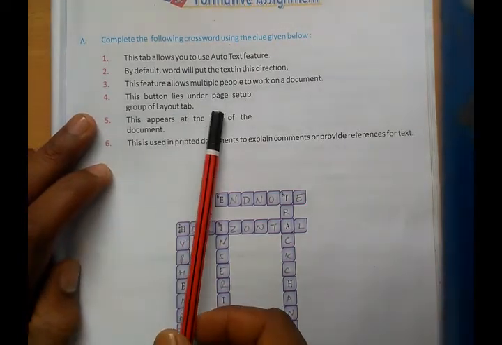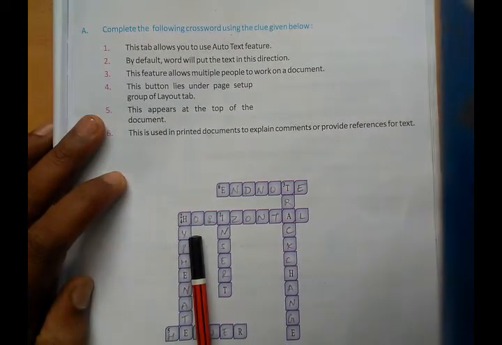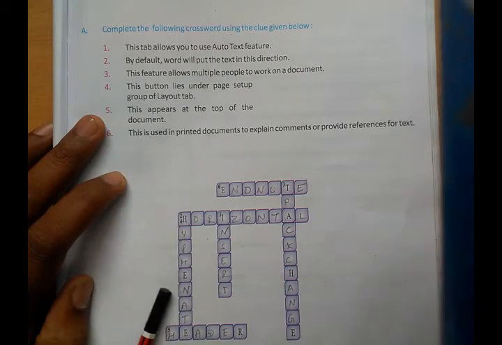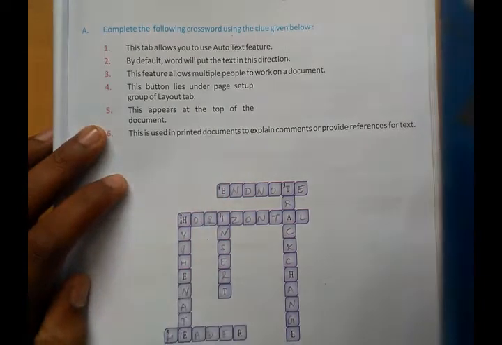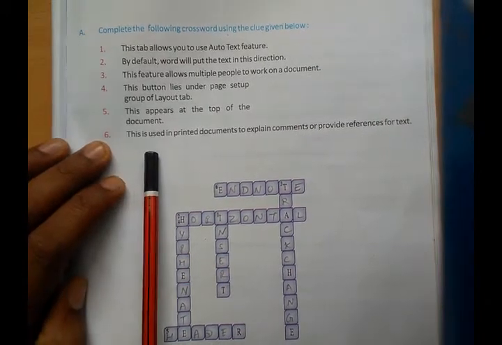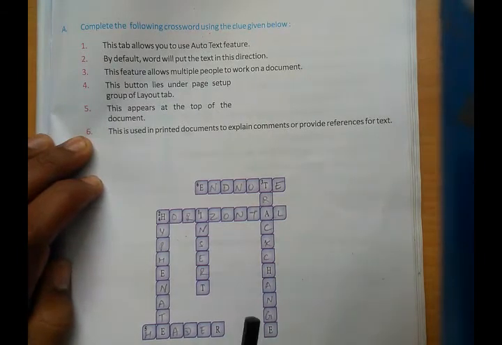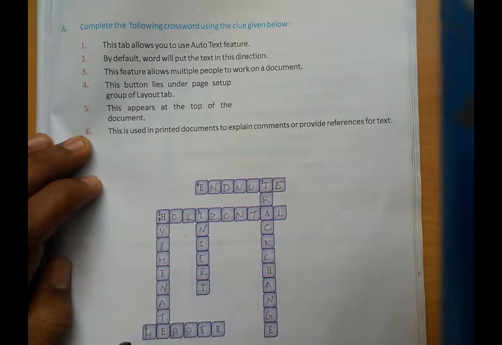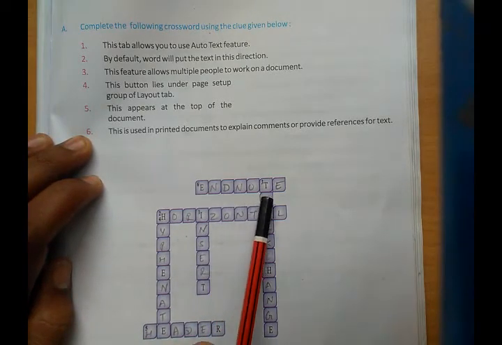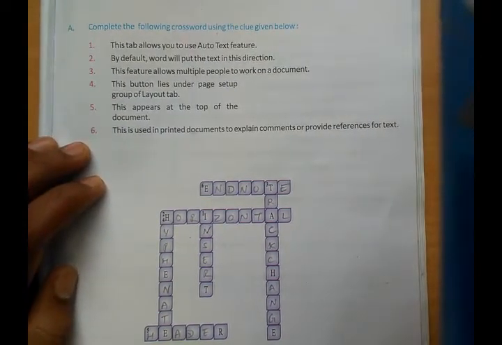Number 4. This button lies under the Page Setup group of the Layout tab. Hyphenate. Number 5. This appears at the top of the document. Header. Number 6. This is used in a printed document to explain, comment or provide reference for text. Endnote. Next, page number 56, we will see.